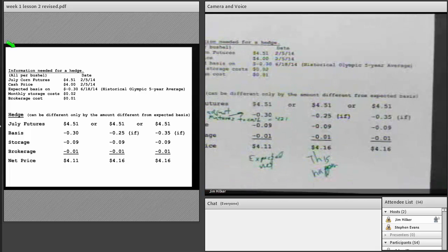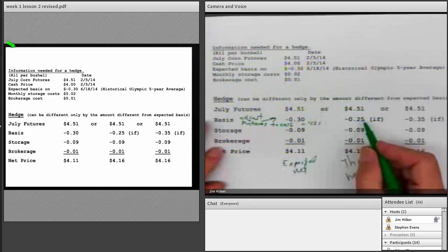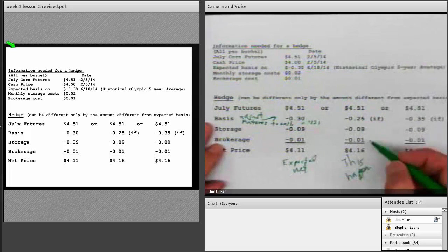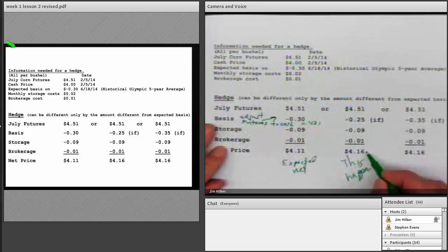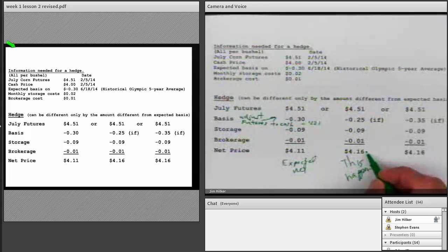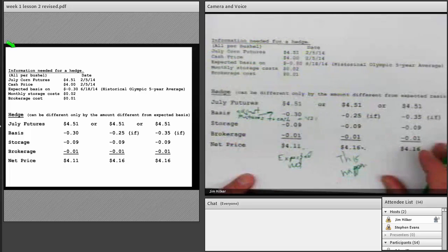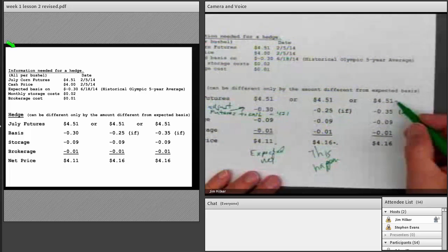Whatever my imperfect hedge is here, you have a 10 cent difference. So it was 25 cents again. The only thing that can change your hedge from your expectations is the basis. Lo and behold, I'm 5 cents better off. So all you really have to do is look at your hedge: oh man, the basis went to 25, I thought it was 30, I was expecting 411. I ought to do better, I have 416.